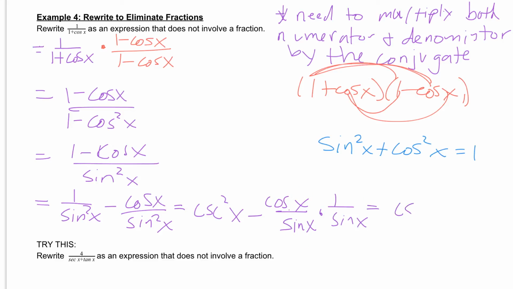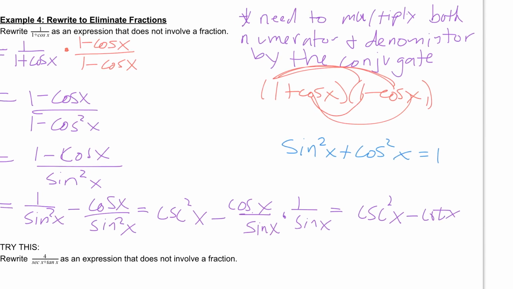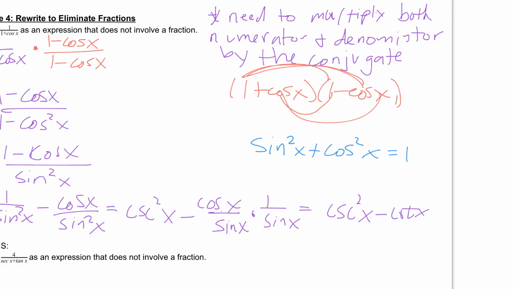Keeping my cosecant squared x first. Now I have cosine over sine, which is cotangent of x. So minus cotangent of x. And then I have 1 over sine of x, which is cosecant of x. And now I've gotten this down to where I have no fractions anymore.